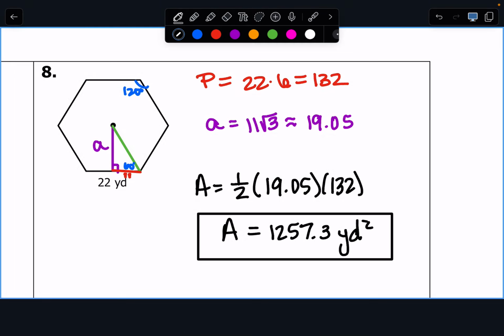Point 3. So did anybody just, instead of 19.05, put 11 radical 3? Then that's probably why you got 0.5. Oh, my fault. No, you would not be wrong. If you show your work, you will not be wrong.